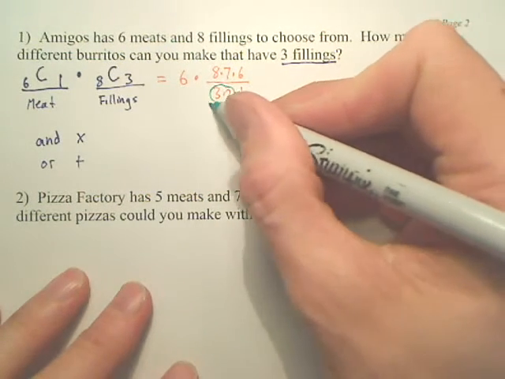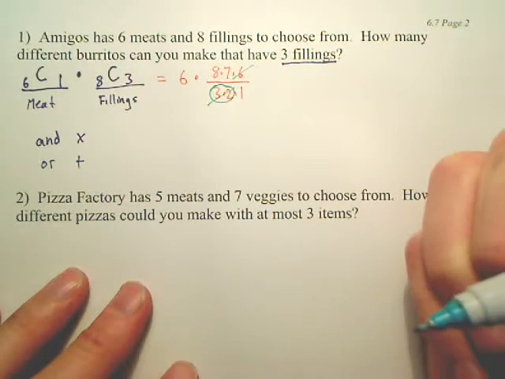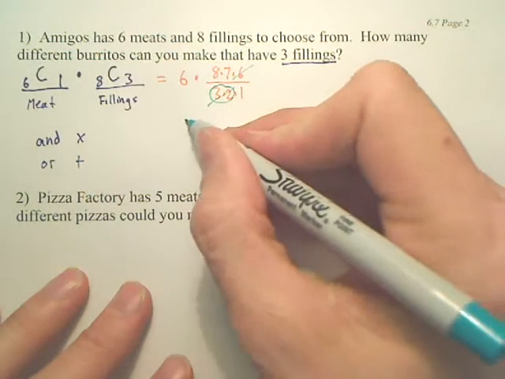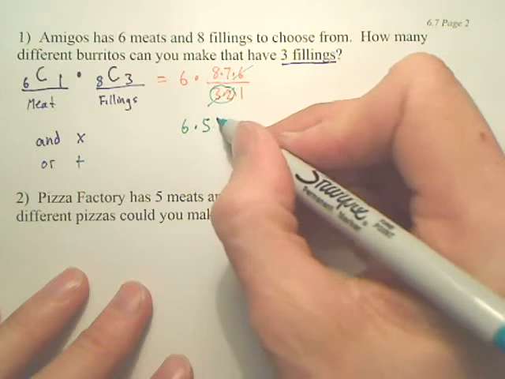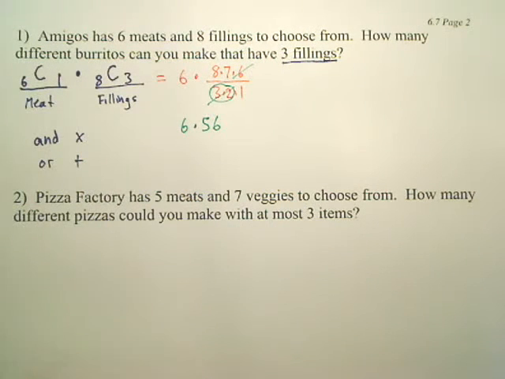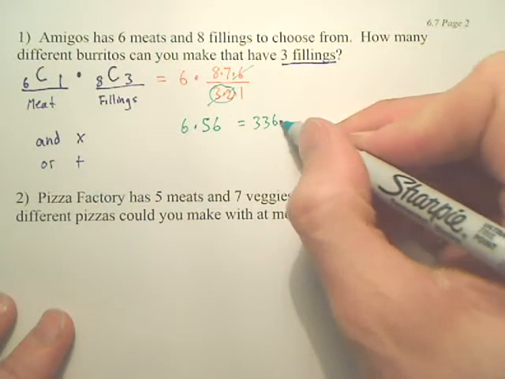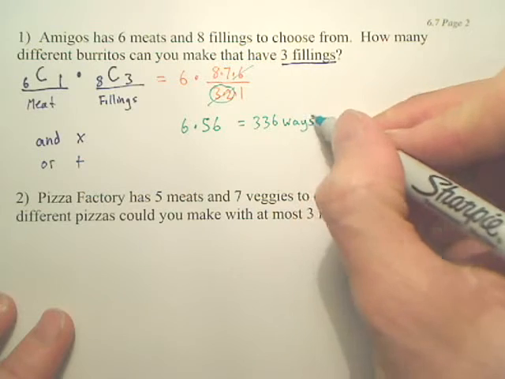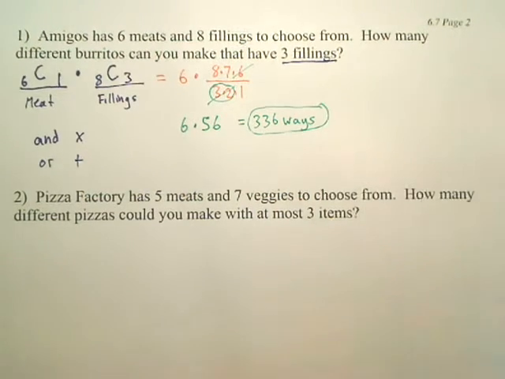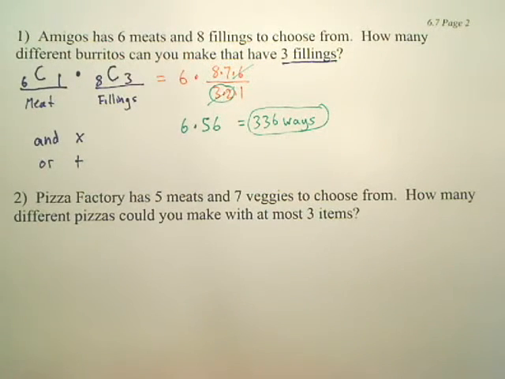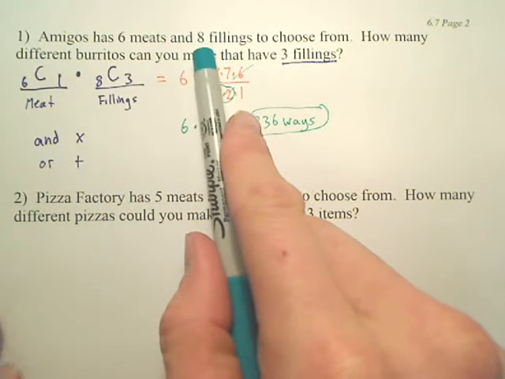Doesn't this give you 6, which cancels with that 6? So isn't that 6 times 56? Now, 6 times 56, you end up with 336 ways to make a 3-filling burrito. Now, are there more than 8 choices of fillings?